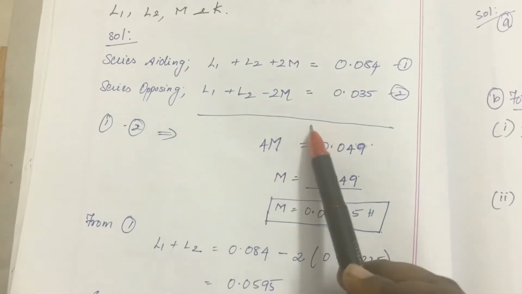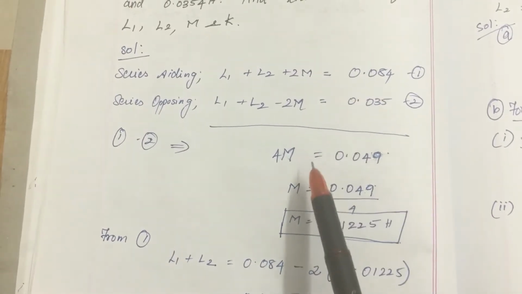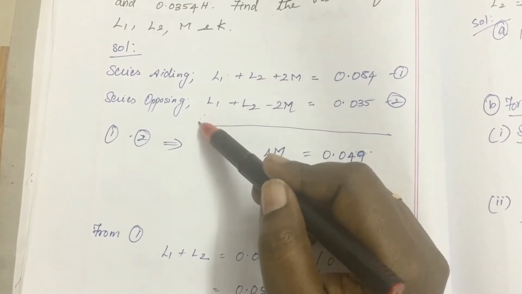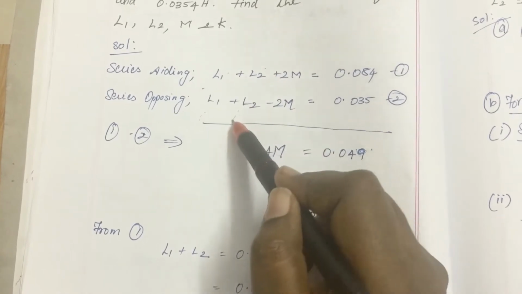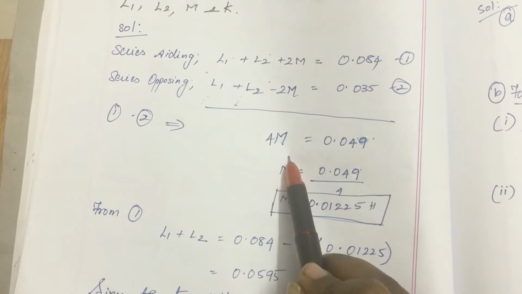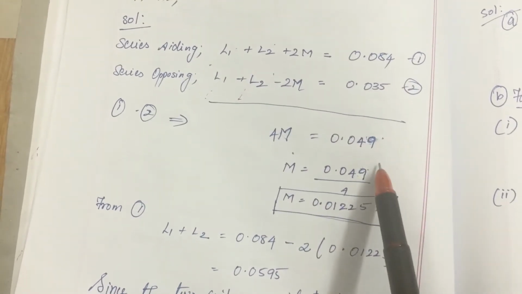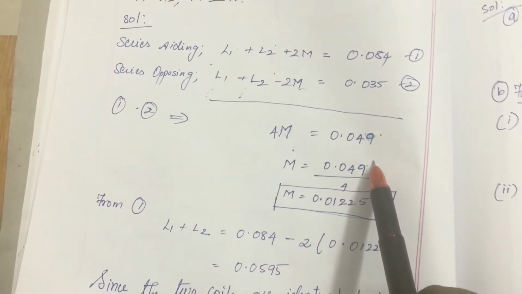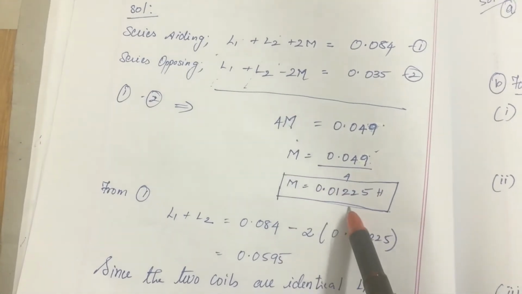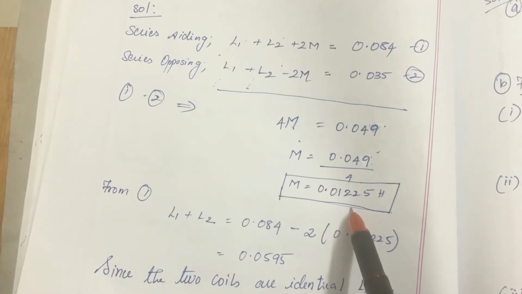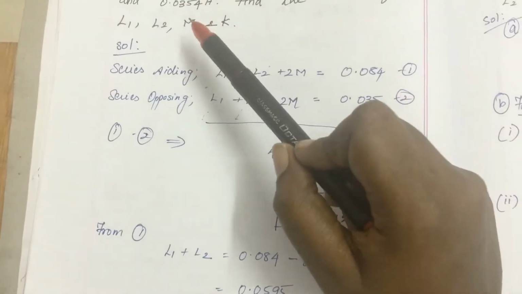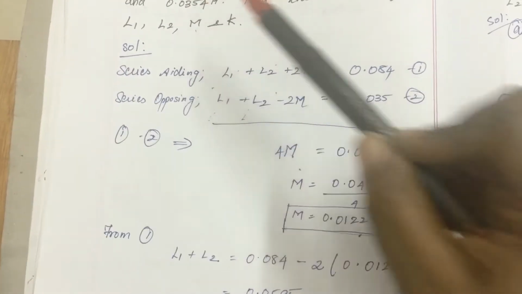By subtracting equation 2 from equation 1, L1 and L1 will get cancelled, and L2 and L2 will get cancelled. So 2M plus 2M will be 4M, and this minus this will be 0.049. So my M value is this divided by 4. I have got my M value as 0.01225 Henry. So I have got one of the answers, the mutual inductance.